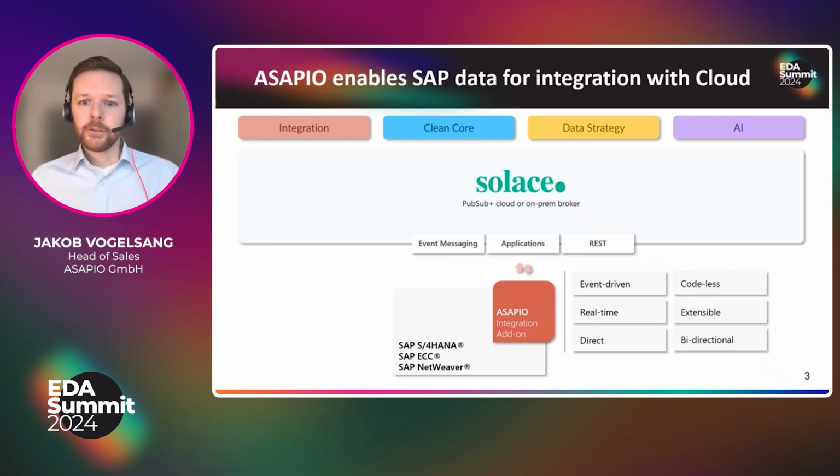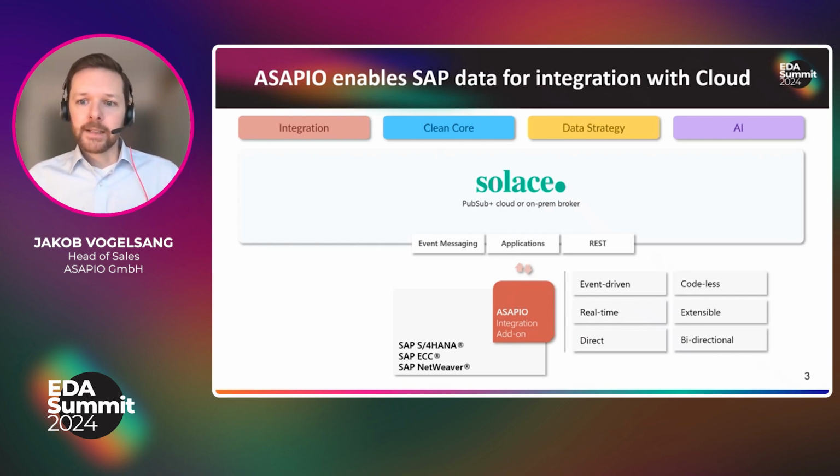So first of all, of course, ASAPIO makes sure that the events are properly available to the broker, so that we adhere to this event-driven approach, that we make sure that the events as they occur are transferred in real time to the broker, and also that it is a direct connectivity from the SAP system to the broker itself, so no middleware in the middle that would be needed, and an additional component.